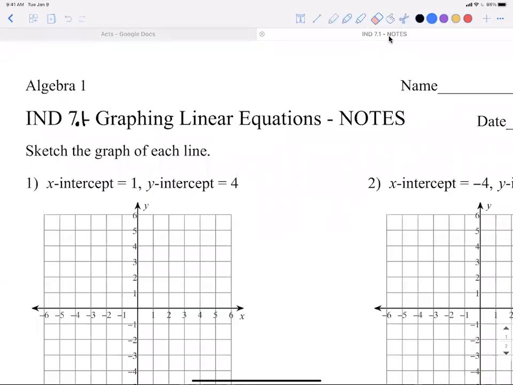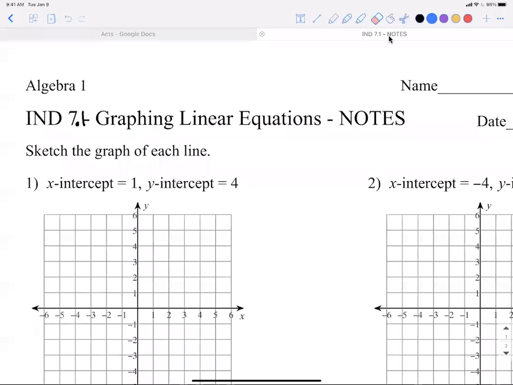All right, indicator 7.1 is graphing linear equations. Some of this should be a little bit of review, which is kind of nice, okay? And then some of it will be using information from indicator 5 to then take the next step, which is graphing our linear equations. Remember, linear just means a line, so we're graphing equations that graph in a straight line.